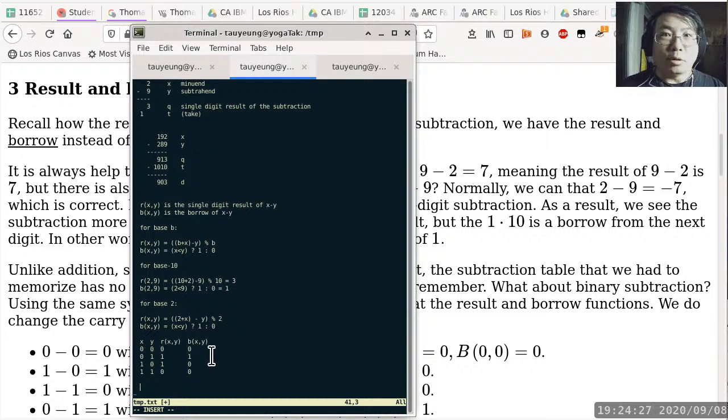And then we look at the borrow function and go, but this one doesn't work anymore. So this time, how are we going to define the borrow function so that the only time it is a 1 is when x is a 0 or false and y is a 1 or true?